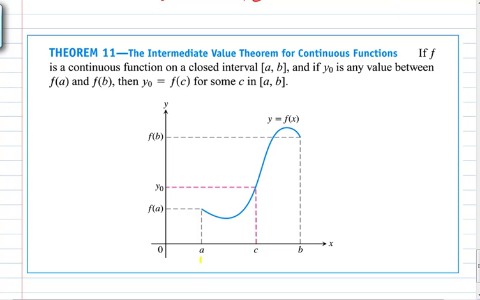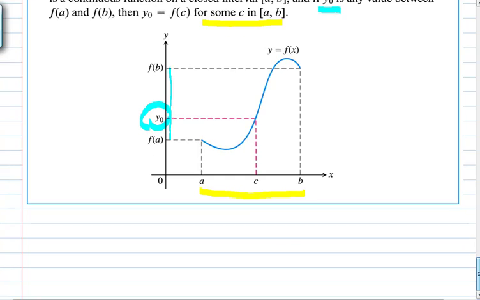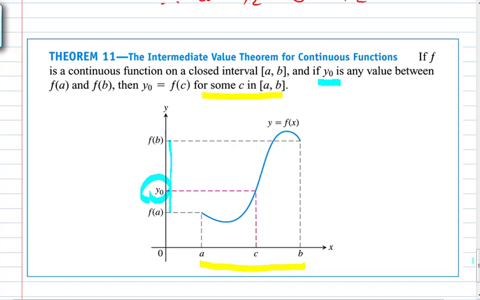So right here, c is somewhere between a and b. That's what this says right here. For some c that's in between a and b, there's a value of y between f of a and f of b. Okay? And I don't think we do a whole lot with this theorem right now. So it's in the book at this section, so I just thought I'd mention it.